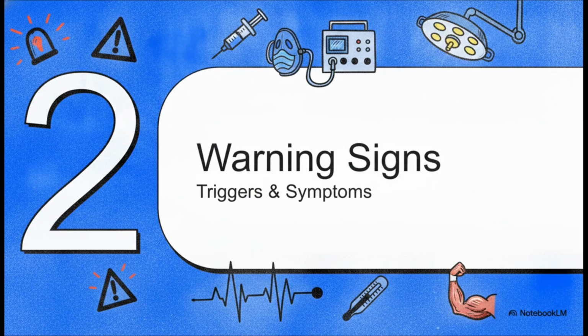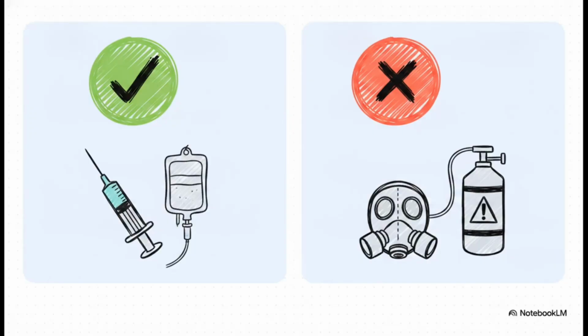Section 2. Recognizing the warning signs. Identifying triggers and clinical symptoms. And that brings us to the pharmacological catalysts. Anesthesiologists have safe options. They can absolutely rely on medications like propofol, the muscle relaxant rocuronium, and standard local anesthetics.